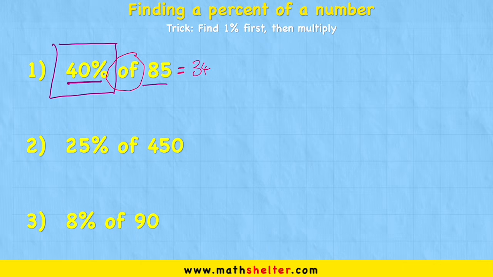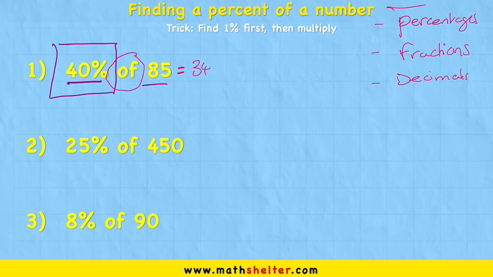So far we've worked out a way of keeping them as percentages, turning them into fractions, but we also have a third way, would you believe it, and that's to turn them into decimals. And that's because percentages, fractions and decimals are all just different versions of fractions. So let's do this same question now, but let's turn it into a decimal.